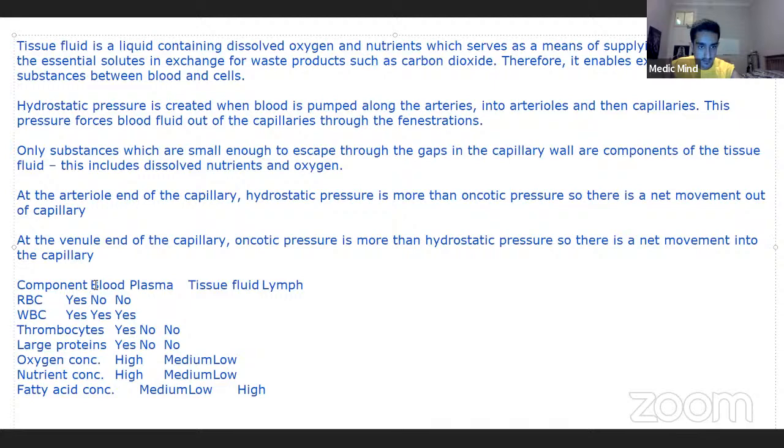And this is kind of a little bit of a summary table about the constituents of the different structures. So this is blood plasma. Again, I'll give you some time to write this down.